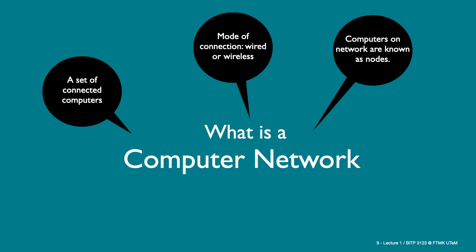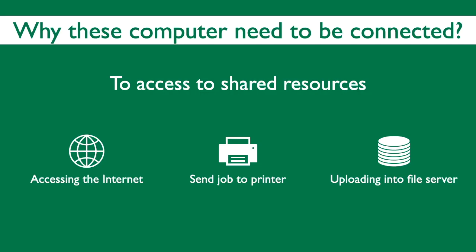On the network, we can put servers, printers, and storage servers. For example, why do these computers need to be connected? Computers are connected because they need to share resources. For example, if we put a printer on the network, we can send a job to the printer remotely. We don't have to provide a dedicated printer for each user.